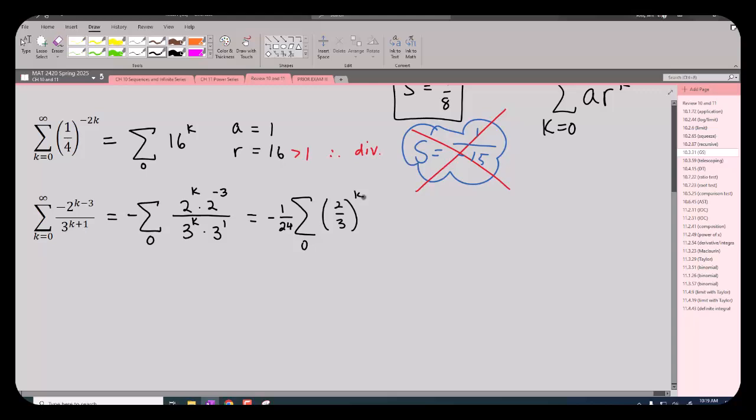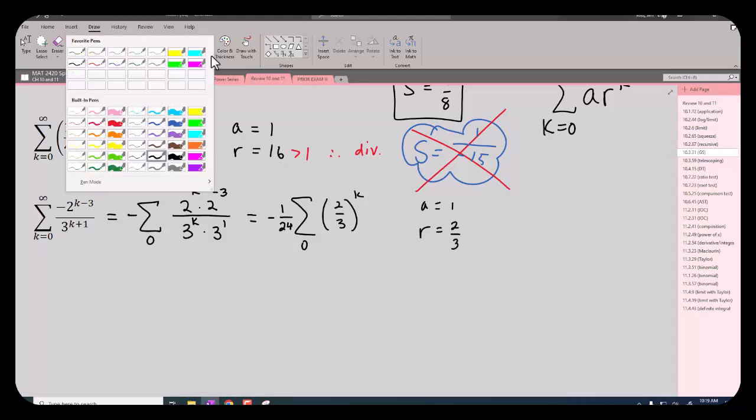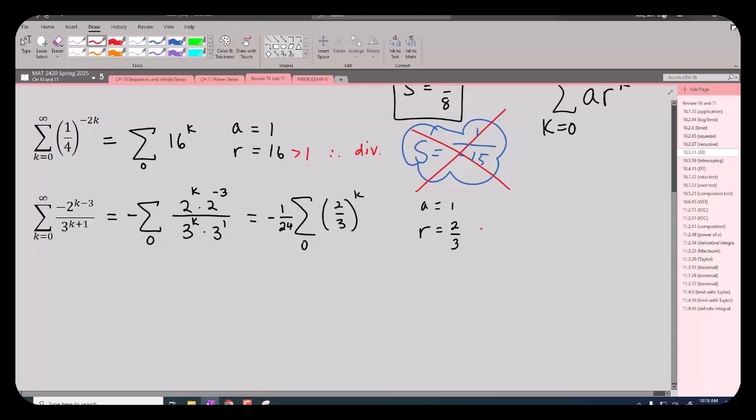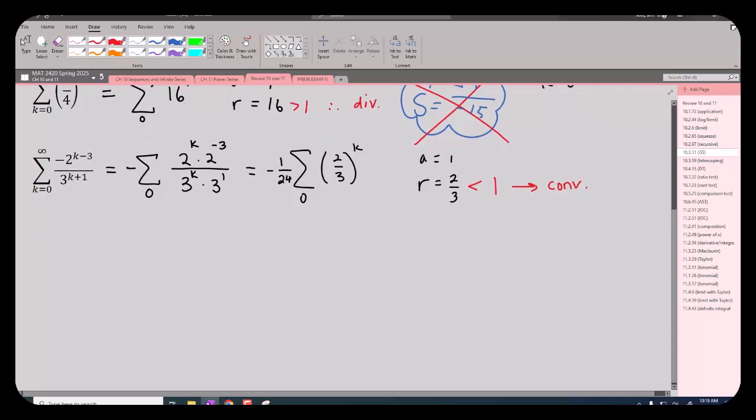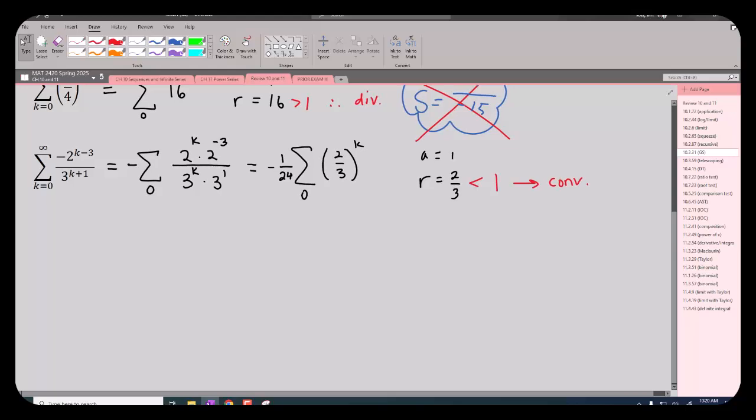So we can identify A, and A will be 1. We can identify R. R will be 2/3. And once we've identified R, we always compare it to 1. And if it's less than 1, we have convergence. If it's less than 1, we can figure out what the series converges to.